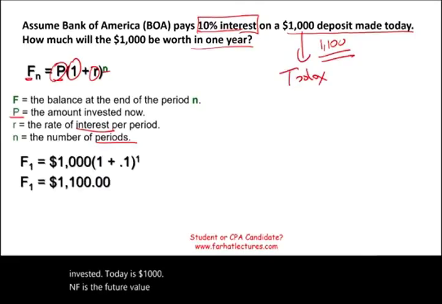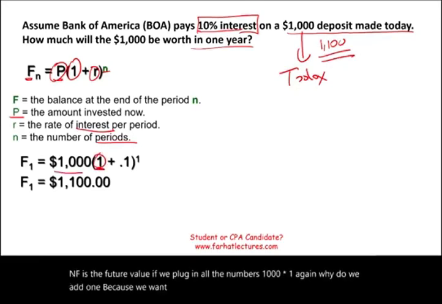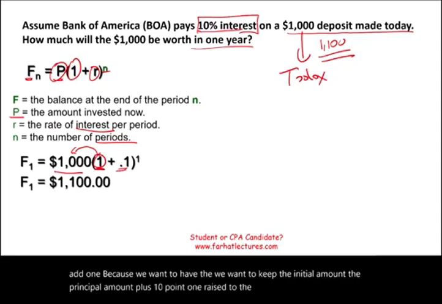If we plug in all the numbers, 1,000 times 1, again, why do we add 1? Because we want to keep the initial amount, the principal amount, plus 10%, 0.1 raised to the first power. Therefore, the future value of this amount is 1,100.